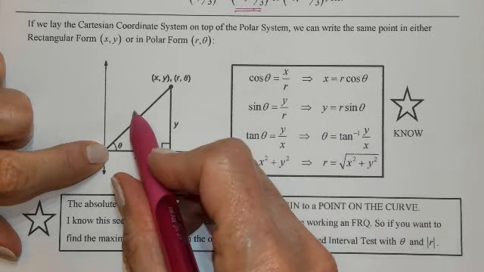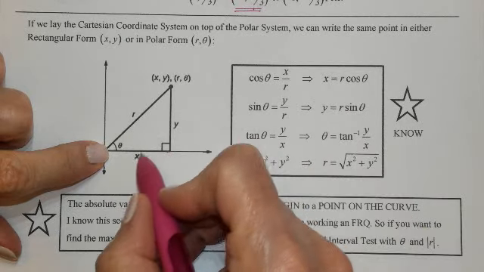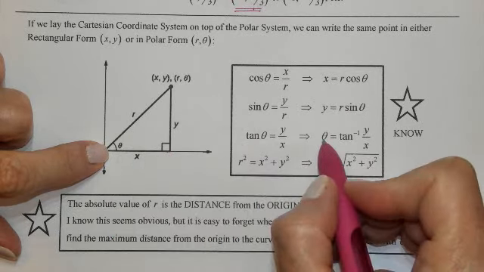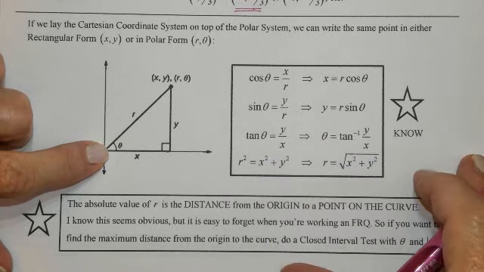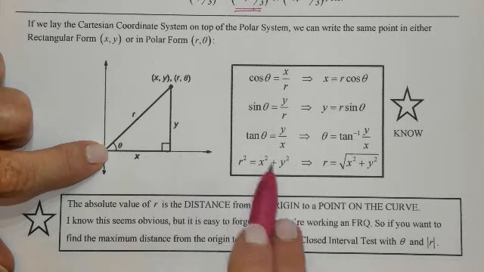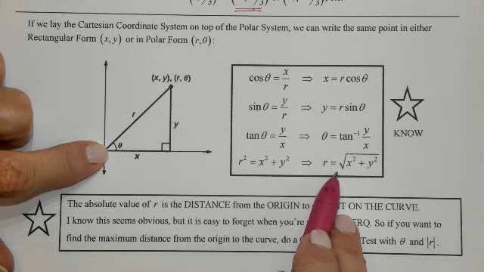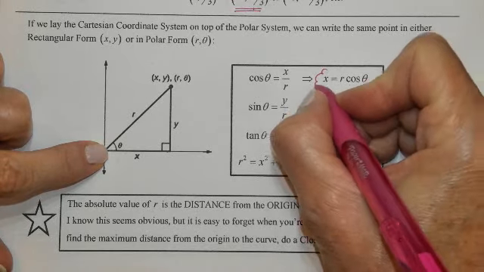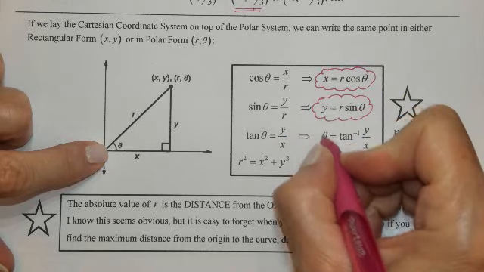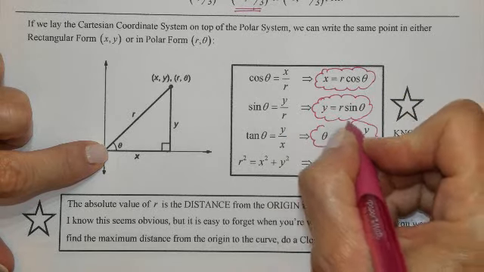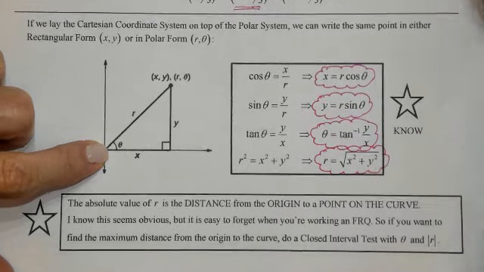Sine of theta is y over r, so y is r sine theta. Tangent theta is opposite over adjacent, y over x, so theta, I could say, is arctan of y over x. The Pythagorean theorem holds, so r squared is equal to x squared plus y squared, which gives me a way to get r by itself. So these are the things that you need to know. All of these. And I don't memorize them, I just know where they come from. And after I use them a bit each year, it's always in my brain.